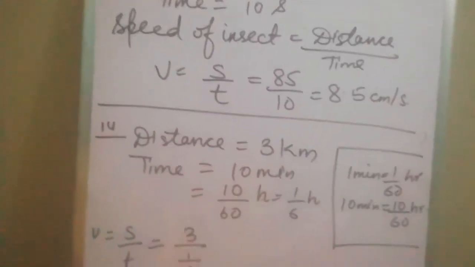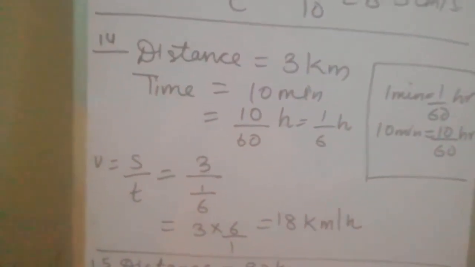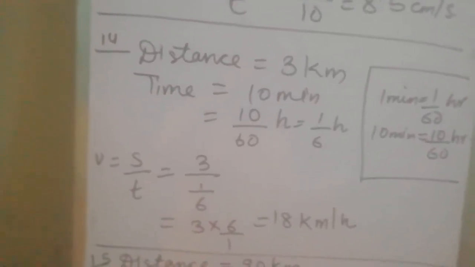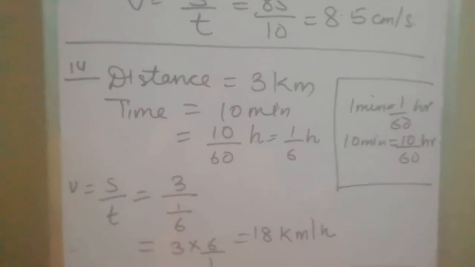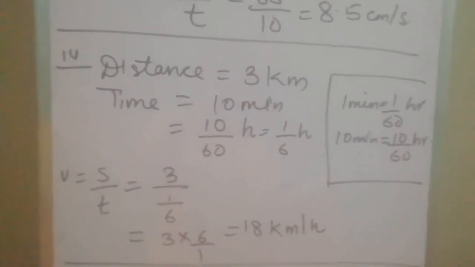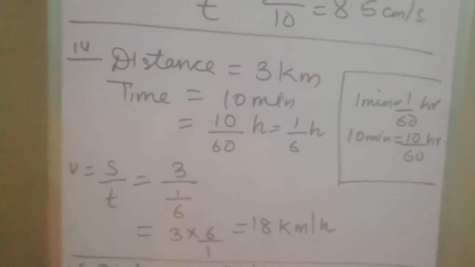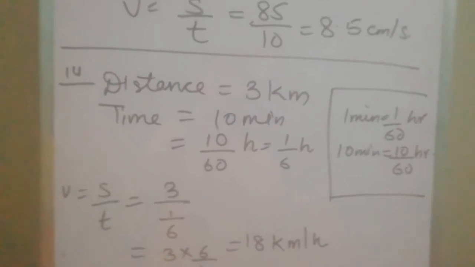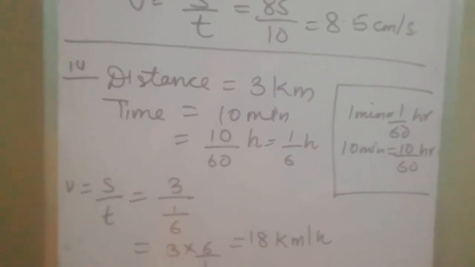Okay, now question number 14. See question number 14. Smita rides her bicycle and covers a distance of 3 km. How much distance is covered by Smita? 3 km. Then how much time is taken by Smita? 10 minutes. See, children, distance is given in kilometer and time is given in minute. So it's very important to convert this time into hours.